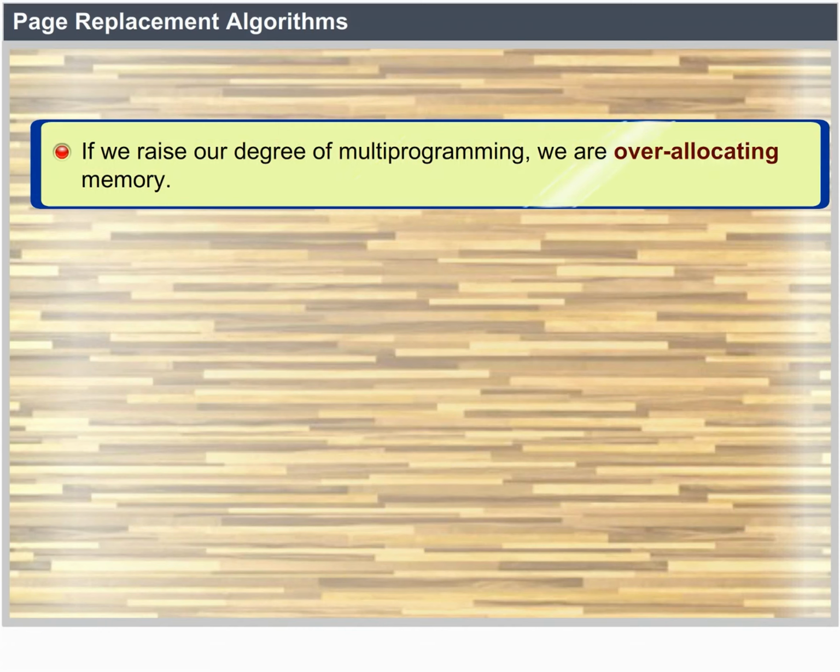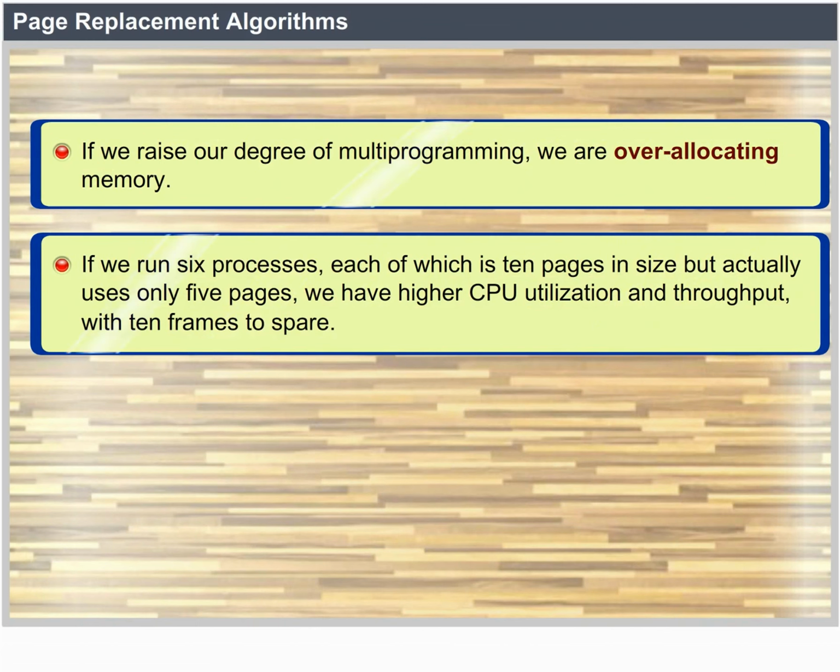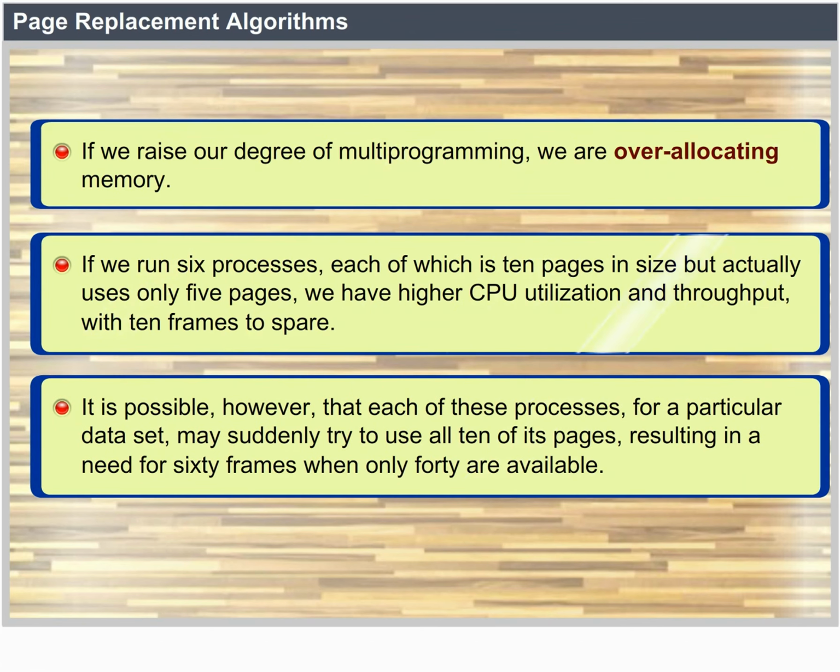If we increase our degree of multiprogramming, we are over-allocating memory. If we run 6 processes, each of which is 10 pages in size but actually uses only 5 pages, we have higher CPU utilization and throughput with 10 frames to spare. It is possible, however, that each of these processes for a particular data set may suddenly try to use all 10 of its pages, resulting in a need for 60 frames when only 40 are available.